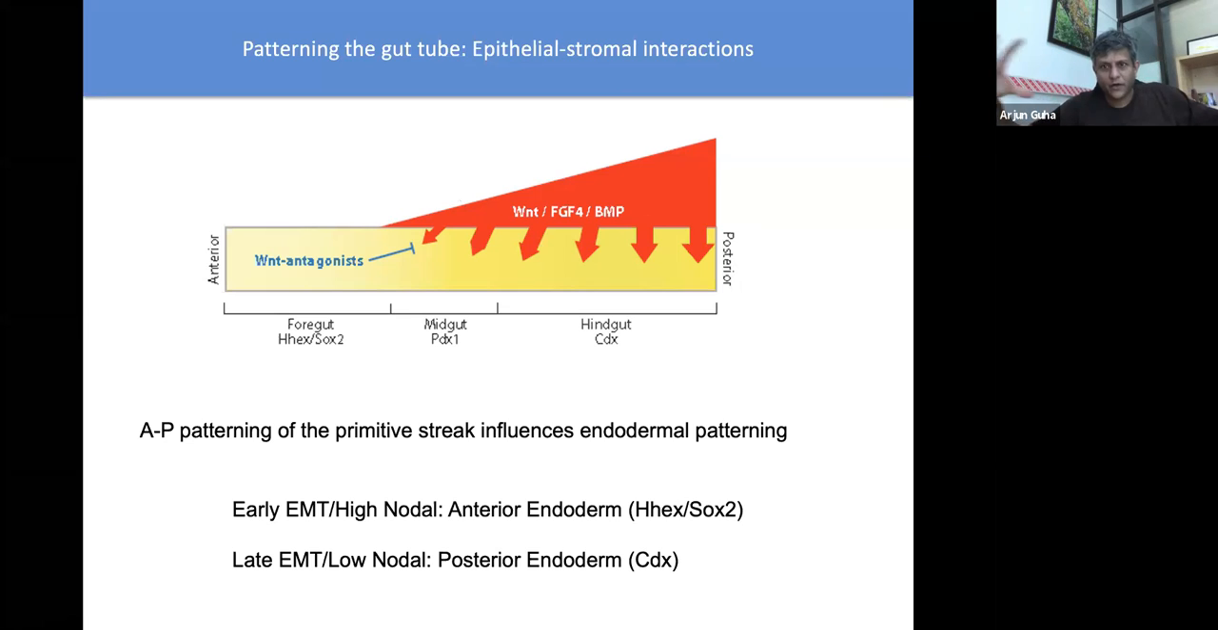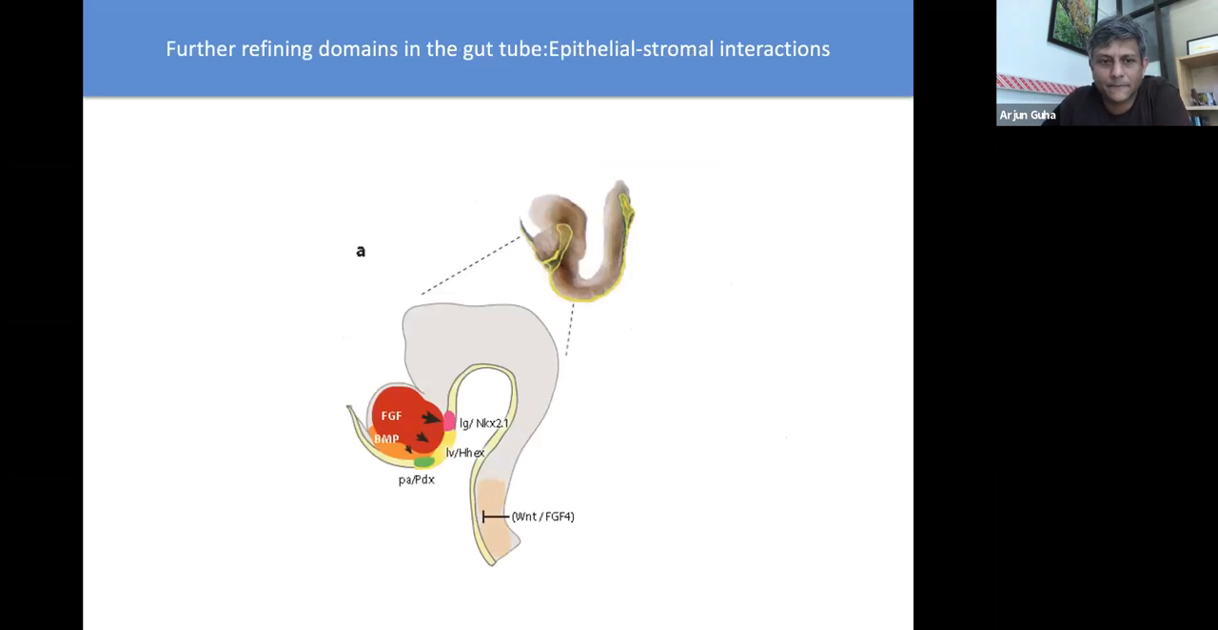So this patterning of the gut tube is driven by 2 processes: A, the epithelial stromal interaction through Wnt, FGF4, and BMP. Second, the order in which the cells are regressing through the primitive streak to create the endoderm. The cells that come out first are the cells that typically make the anterior, and the cells that come out later in the process of gastrulation are cells that typically make the posterior. So together with these epithelial stromal inductive interactions, there are also cell intrinsic processes that are built into these cells during gastrulation that then allows them to pattern into these three distinct domains.